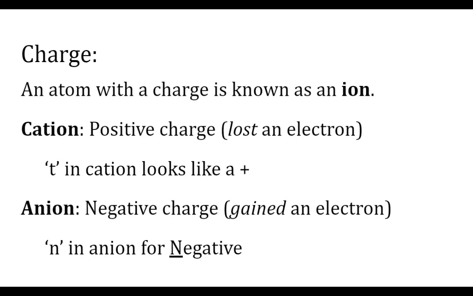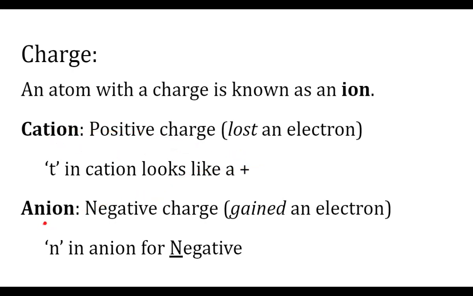So an atom with a charge is known as an ion, okay? That's just what we call it. A cation is going to have a positive charge. That means it has lost an electron. Remember, electrons are negative, so if you lose a negative, that's like gaining positive points. A way you can remember that is that cation has a T in it, and a T kind of looks like a plus sign, right? So cation, positive, plus.